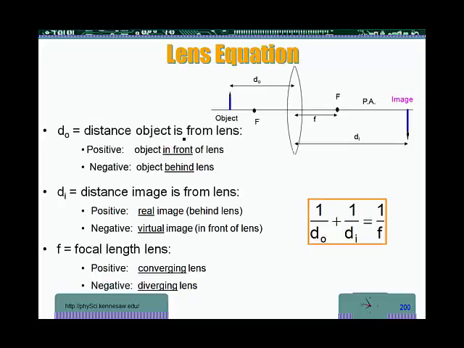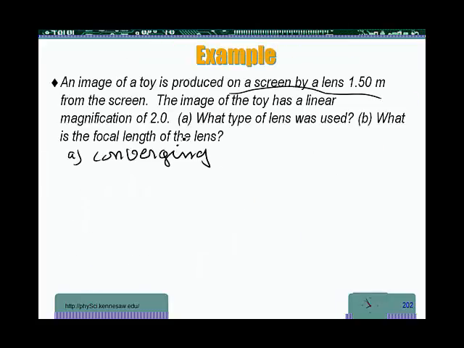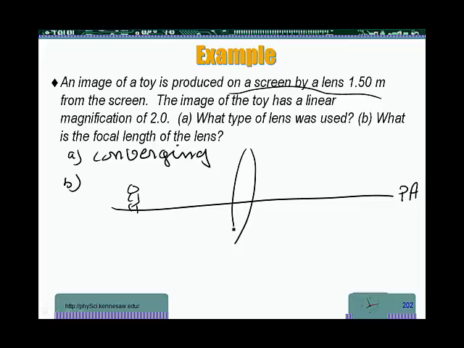1 over dO plus 1 over di is equal to 1 over f. And to be able to do that and to get the correct answers, I need to start by drawing a diagram. So in my diagram, I draw the principal axis, I draw my object, my toy, I draw my lens. Now we know that it must be a convergent lens, so I draw a typical convergent lens. And then I draw where the image is going to be. So it's going to be behind the lens, or on the other side of the lens relative to the object.